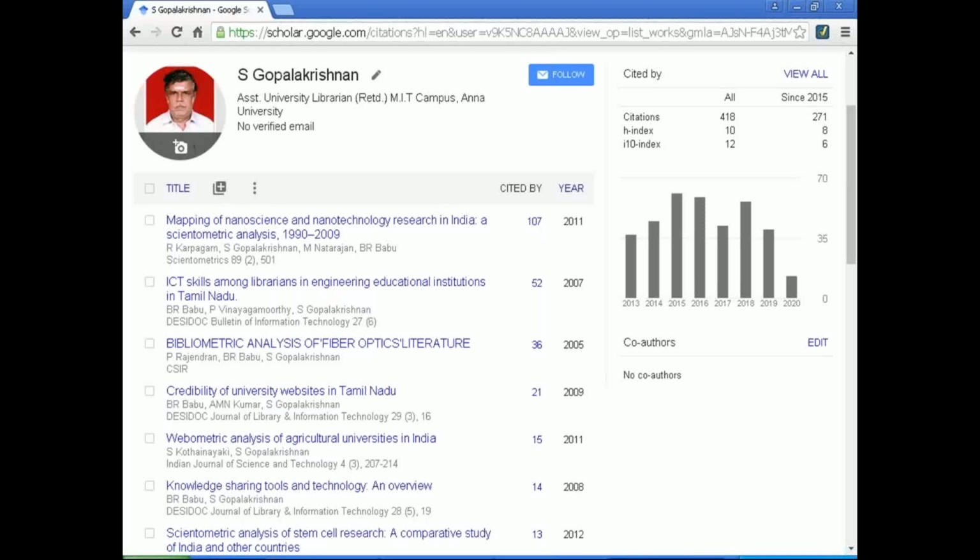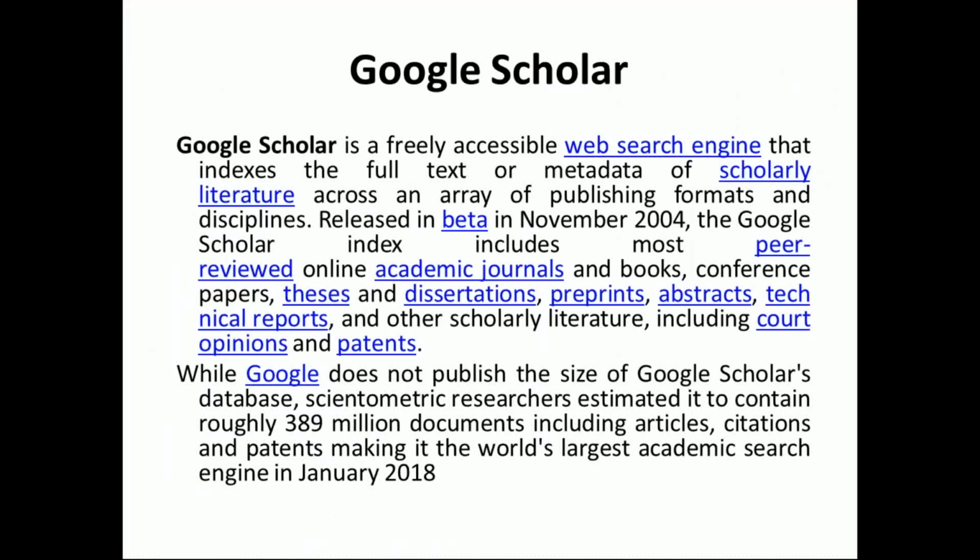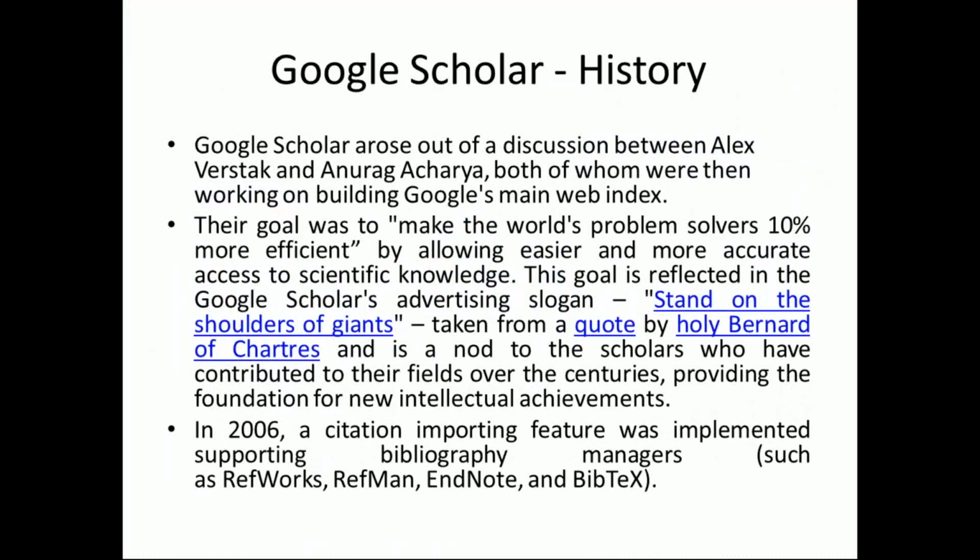So let us go to the history of Google. Google Scholar arose out of a discussion between two persons, both of whom were then working on building Google's main web index. You can find the second person's name, Anurag Acharya. The goal was to make the world's problem solvers 10% more efficient by allowing easier and more accurate access to scientific knowledge. This goal is reflected in the Google Scholar slogan, "Stand on the shoulders of giants," taken from a quote by Bernard of Chartres, and it is a nod to the scholars who have contributed to their field over the centuries, providing the foundation of new intellectual achievements.